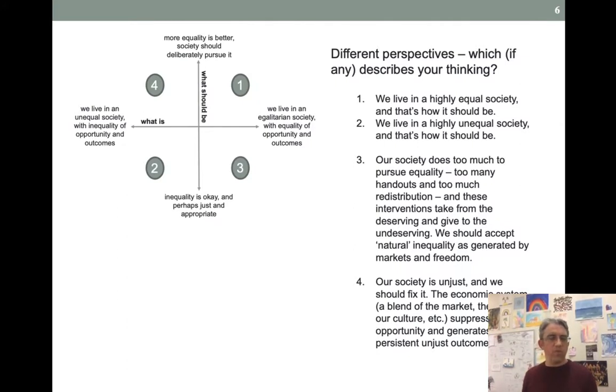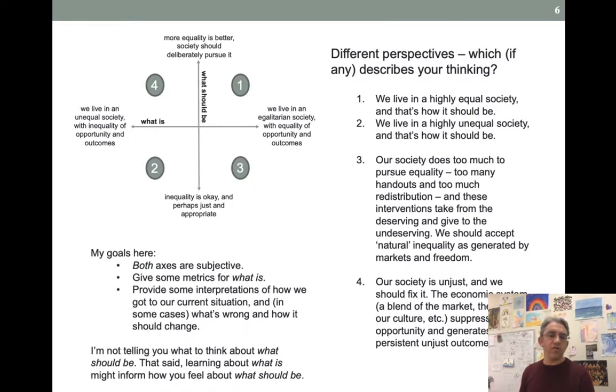So we have 4 different views involving what is and what should be. I want you to think about this 2-dimensional space as a way of understanding any particular perspective. Now, my goals here, let me be clear. First, both axes are subjective. Right? Both what is, what we perceive in the world around us, and what should be, what is normatively the appropriate goal for society, clearly open to interpretation and discussion.